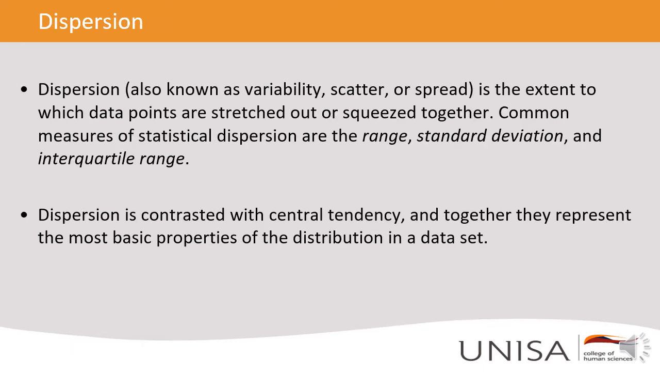You always have to consider the dispersion in your dataset, as this will give you an idea of how the data points in your dataset are distributed. Dispersion, also known as variability, scatter, or spread, is the extent to which data points are stretched out or squeezed together. Common measures of statistical dispersion are the range, the standard deviation, and the interquartile range. Dispersion is contrasted with central tendency, and together they represent the most basic properties of the distribution in a dataset.